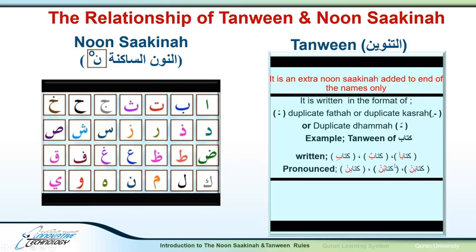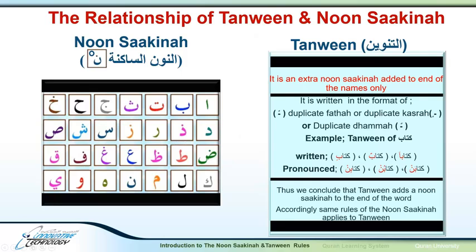Kitaban, kitabun, kitabin. So basically, after the word kitab, there's a nun sakina with a fatha on the last letter of kitab, and that's tanween fatha. So nun sakina is basically a part of tanween. So tanween, the word tanween means adding a nun. Nun tanween. So thus, we conclude that the tanween adds a nun sakina to the end of the word, and accordingly, the same rules of tajweed that apply for the nun sakina would automatically apply for the tanween.